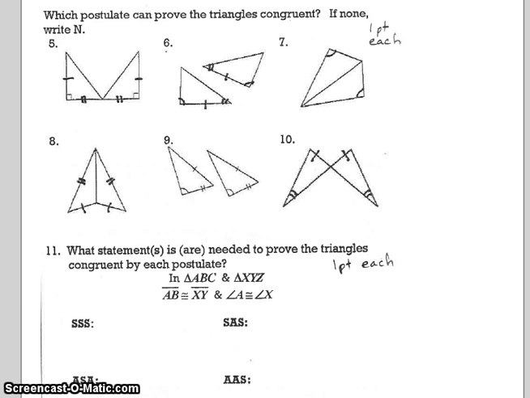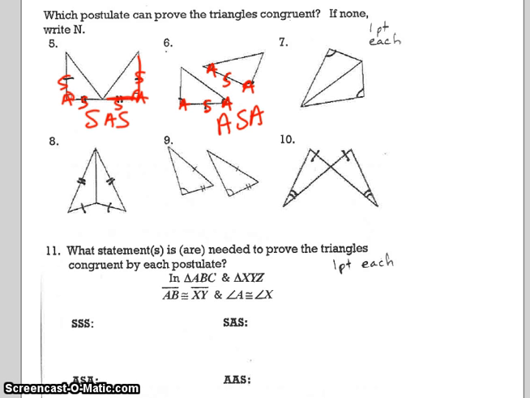Which postulate can prove the triangles are congruent? If none, write N. Okay, so which postulate? Well, it looks like we have a side here, an angle here, and a side here. The angle in both is included with both sides. It's in between both sides. So we have side, angle, side. Second one, angle, side, angle. The side is included with the two angles. Angle, side, angle.